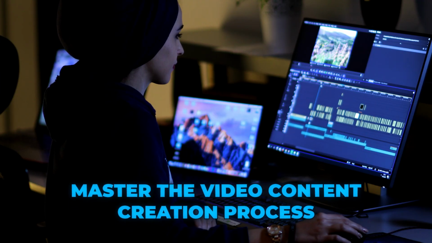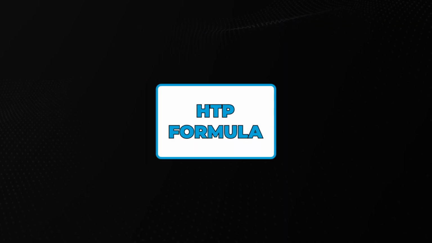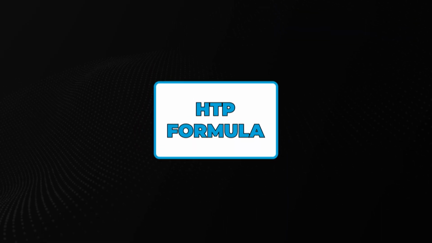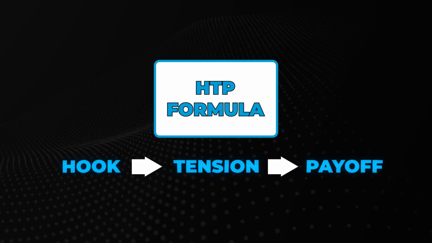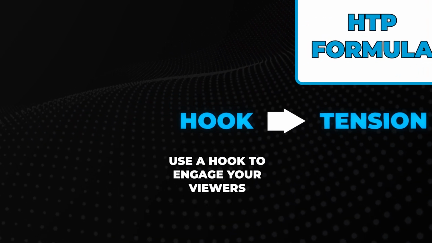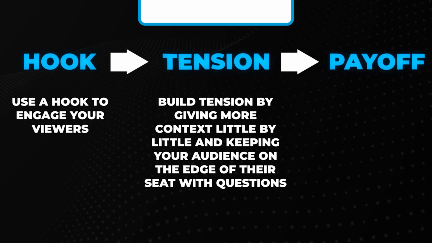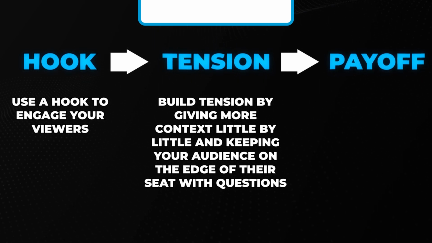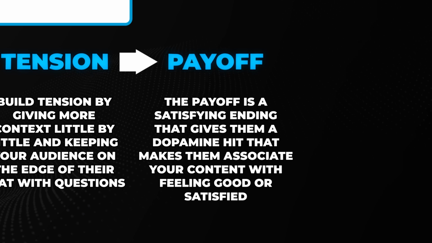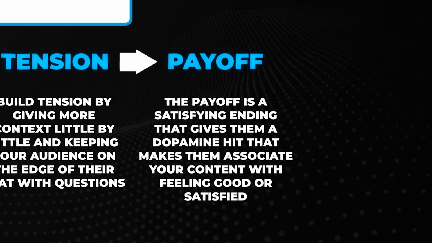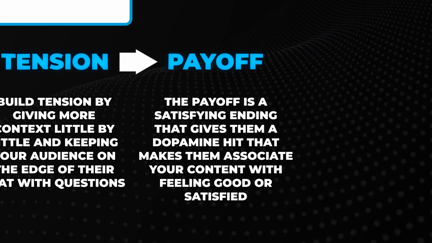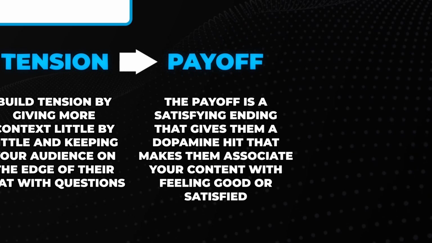Next, you need to master the video content creation process. I have 2 different templates of sorts, like guides, that you can use for this. The first is the HTP formula, which stands for hook, tension, and payoff. In your video content, use a hook to engage your viewers, build tension by giving more context little by little and keeping your audience on the edge of their seat with questions. And then the payoff is a satisfying ending that gives them a dopamine hit that makes them associate your content with feeling good or that satisfied feeling.